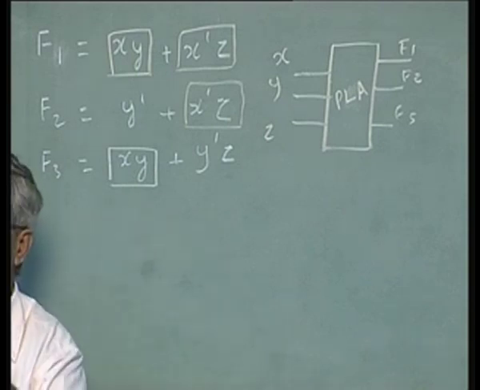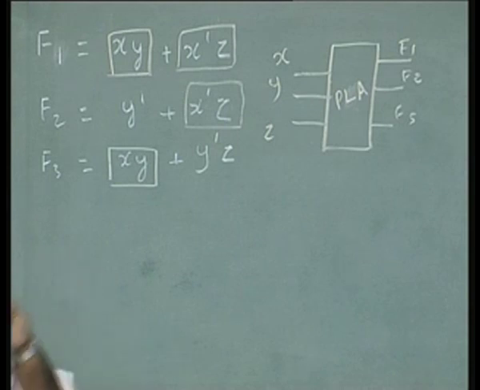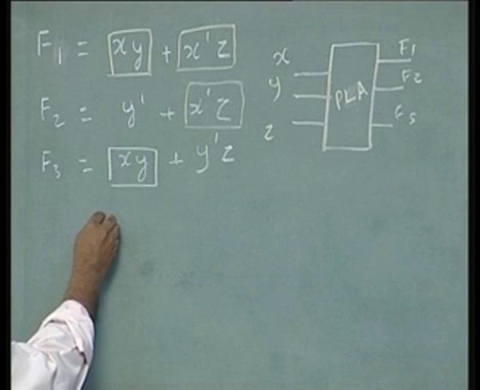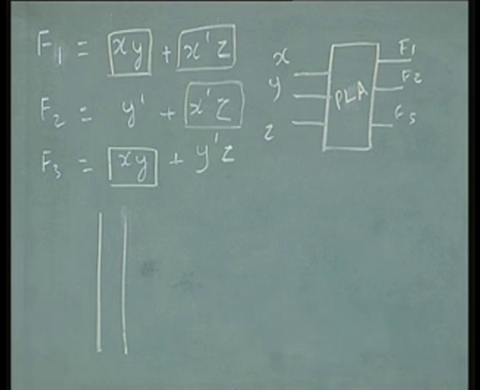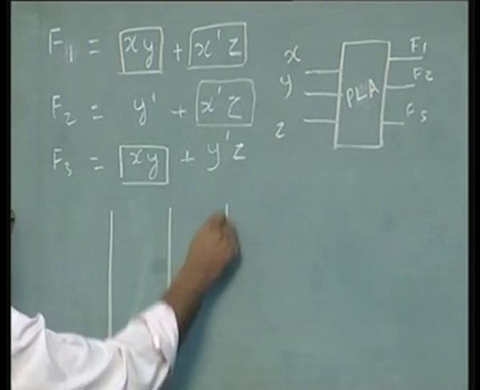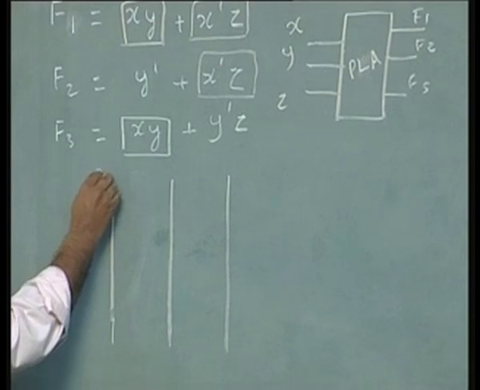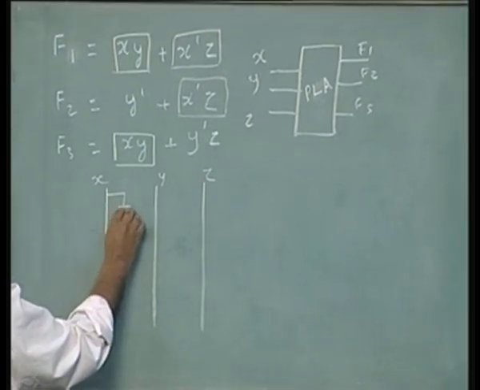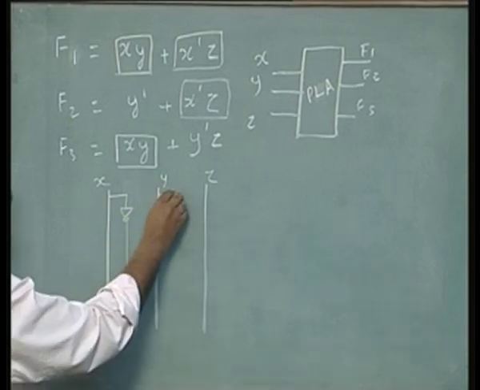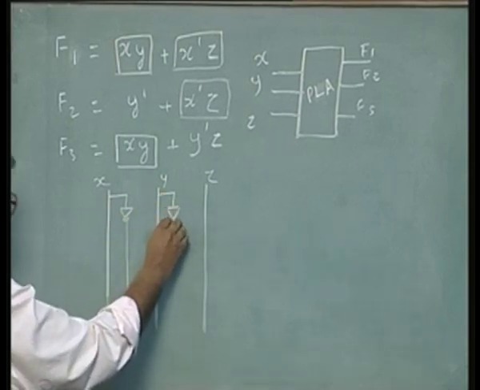So this is a technique you have to practice. I am not going to go into further detail. So this will happen now. That means I will have my x, y, z, this is how it is connected, x, y, z, x bar, y bar, these are all common inside. The PAL will have all this.